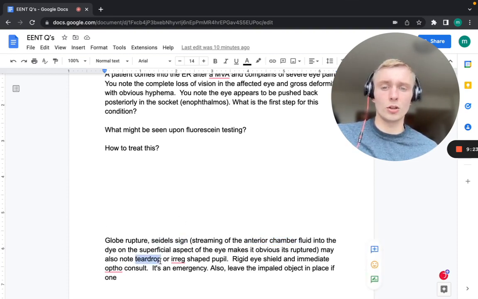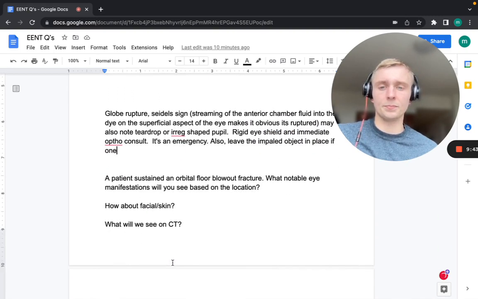You may also note a teardrop or an irregularly shaped pupil, importantly. And the first step that we're going to do is a rigid eye shield and an immediate ophthalmology consult. So we want to leave any impaled objects in there as well. So immediate ophtho consult and a rigid eye shield, leaving the impaled object in there. So it's an emergency, obviously.